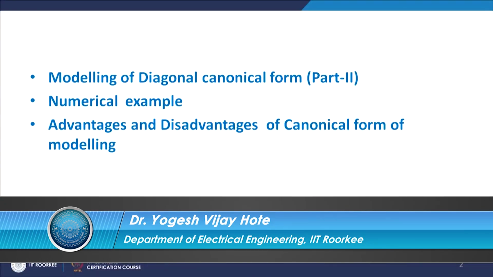Now we start with diagonal canonical form part 2. In this we will study modeling of diagonal canonical form part 2. Part 2 means here the degree of numerator is same as the degree of denominator. Then a numerical example, and finally advantages and disadvantages of canonical form of modeling.